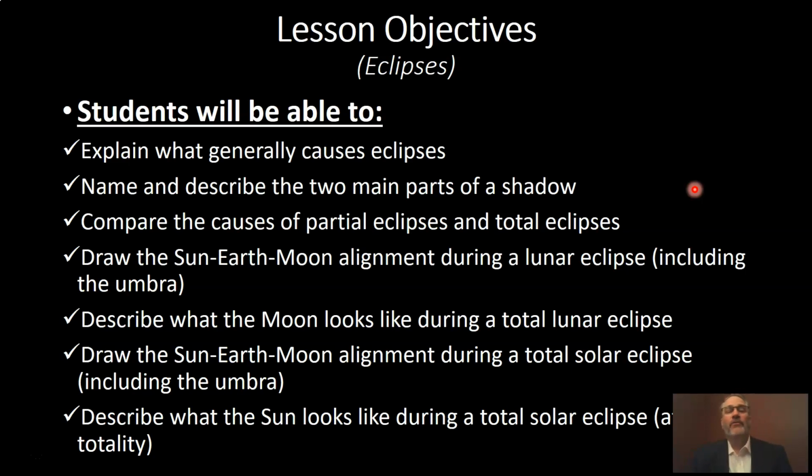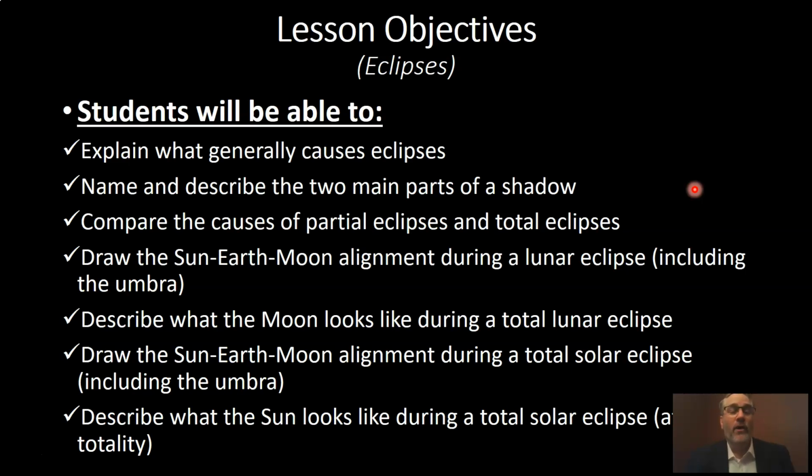So we're talking about eclipses today. Let's take a look at some objectives. We need to know what generally is going to be causing an eclipse. What causes an eclipse, if you know what that is? You're going to need to be able to name and describe the two main parts of a shadow. Hint, hint. We want to be able to compare the causes of partial eclipses and total eclipses. We want to be able to draw the sun, earth, moon alignment during a lunar eclipse. And then we also need to be able to describe what the moon looks like during a total lunar eclipse.